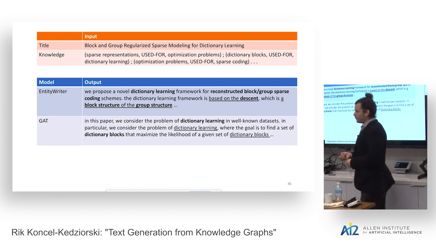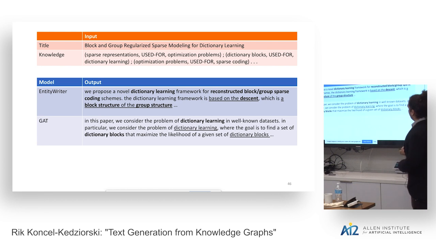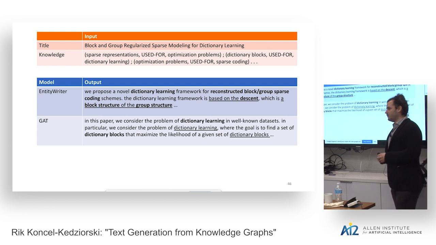The graph attention network model does a little better, but it has this problem of over-repeating things. So it says, we consider the problem of dictionary learning in well-known data sets. In particular, we consider the problem of dictionary learning where the goal is to find a set of dictionary blocks and maximize the likelihood of a given set of dictionary blocks, right? So not exactly using the knowledge graph information as precisely as we need to.